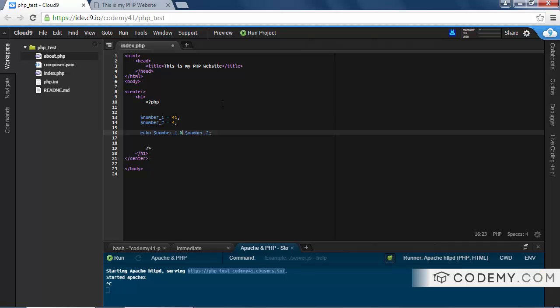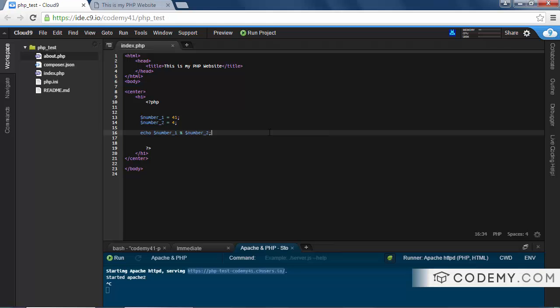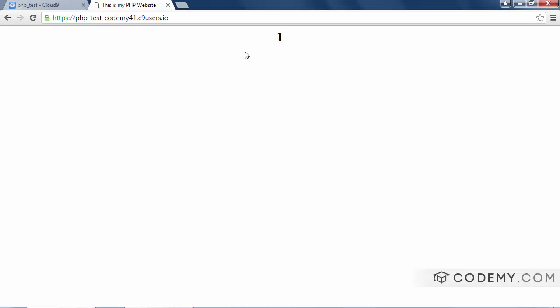Another one you might not be familiar with is called a modulus, and that's just a percentage sign. And what that does is it gives you the remainder. So it's going to take 41 divided by 4 and tell you the remainder, which is 1. Think of doing division when you were in 4th grade or whatever, when you were a kid. You would just divide 41 divided by 4, and that would go in 10 times, right? 10 times 4 is 40 with 1 left over. The remainder is 1.